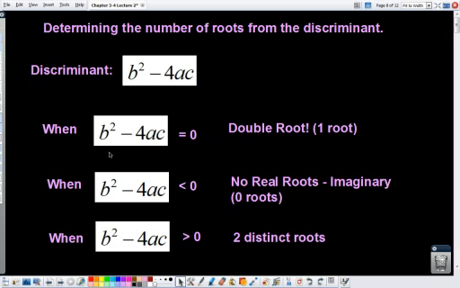As a quick review, when the discriminant equals 0, there's a double root, which means it's the same root twice. It's what we just did. It hits the x-axis once. The root is the same as the vertex.